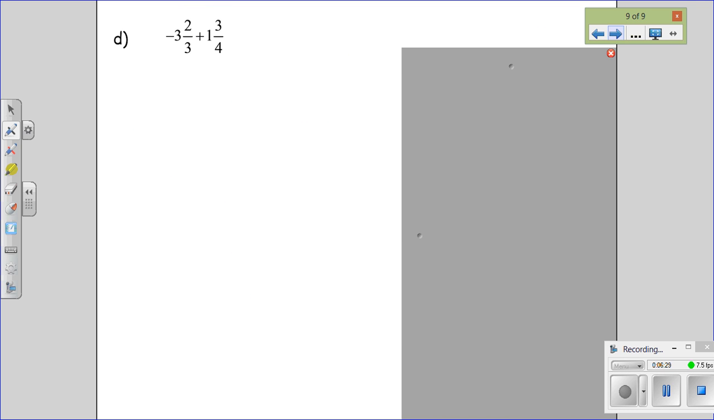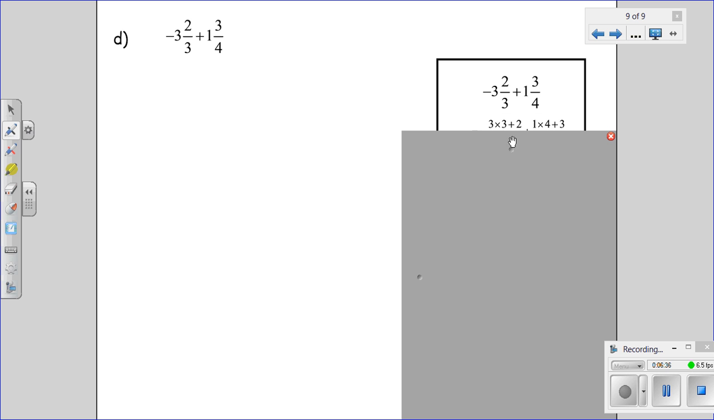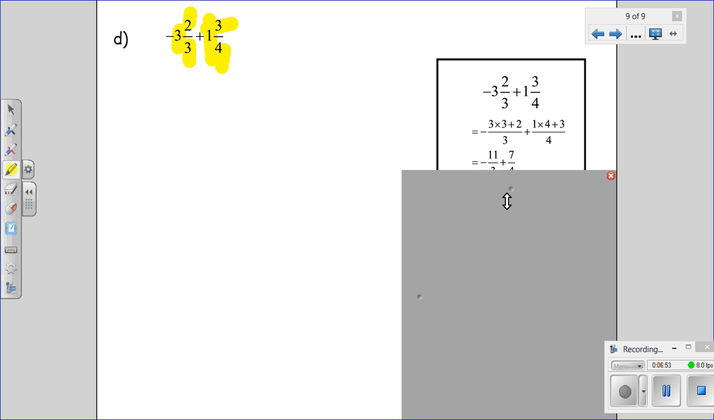Is it any different when we have mixed numbers? No. But we do have to add the step of changing it to an improper fraction. So remember, for the 3 wholes we have here, we have to figure out how many pieces. 3 wholes with 3 pieces in each is a total of 9, or 3 times 3. And we have to add the 2. 1 whole with 4 pieces is 1 times 4 pieces, plus 3 for the 7. Now, when we add that, we get -11 over 3 plus 7 over 4.